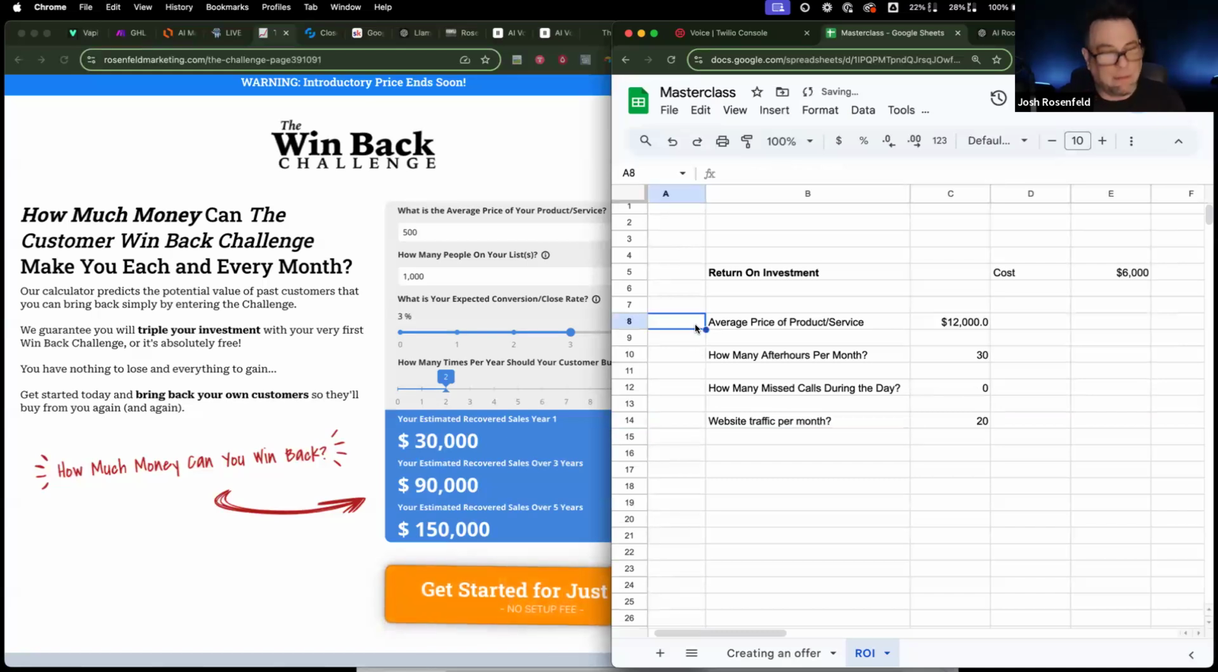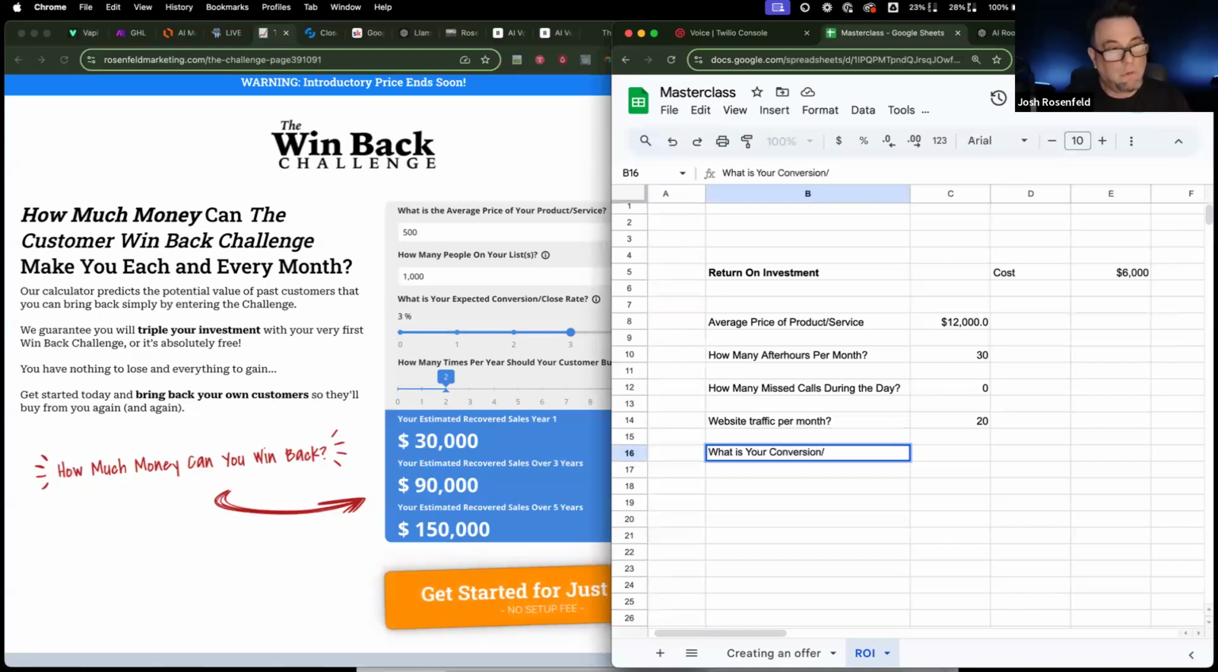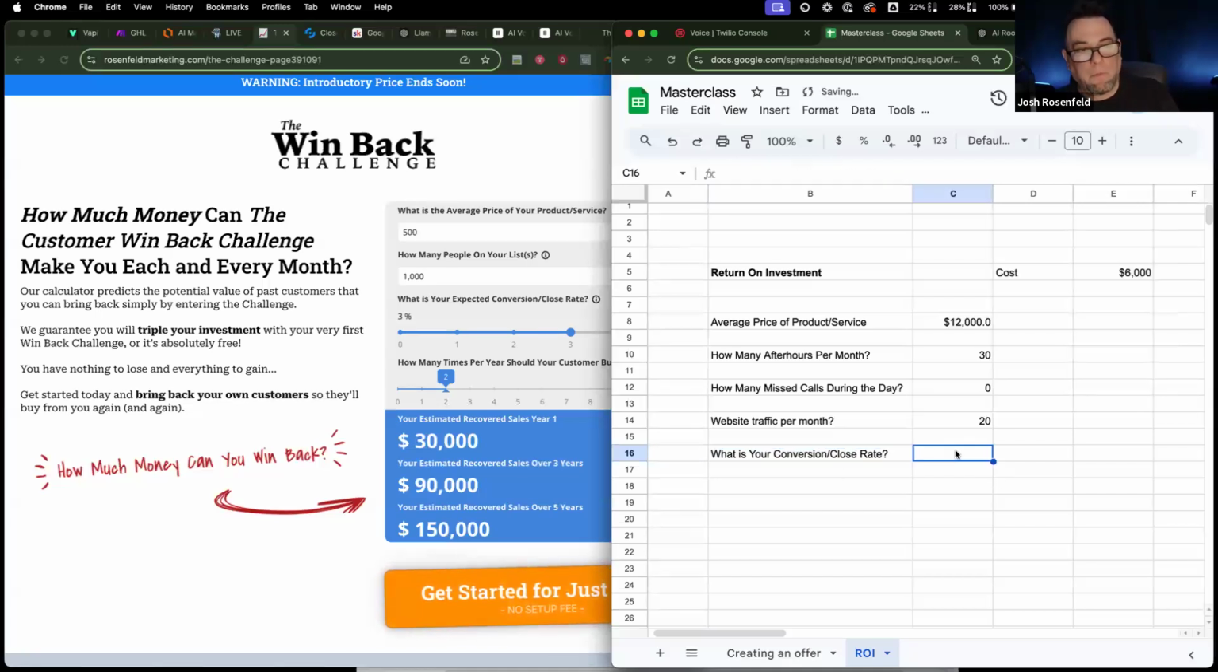So this section is okay. Then you're going to say, what is your conversion close rate? Now, honestly, I'm having people say 80%. 3% is good. Okay, so let's do 3%. And I'll make this a percent. 3%. Okay. All right.